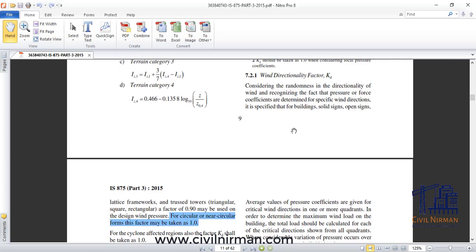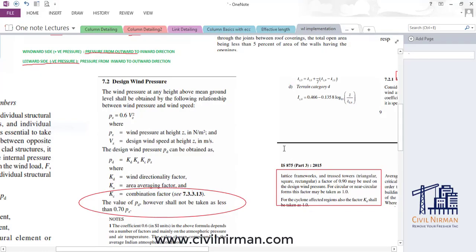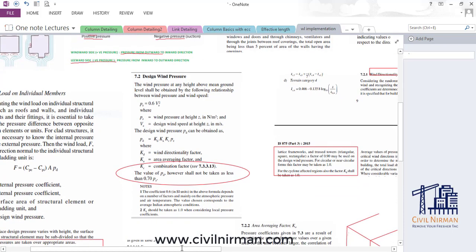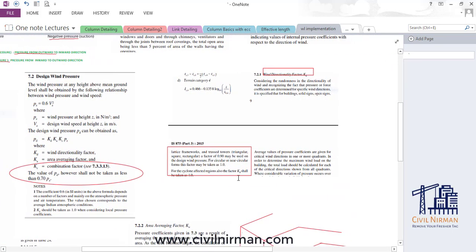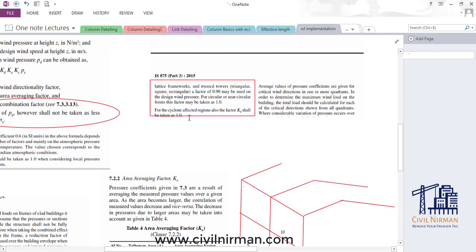So your KD value in case of the truss elements, solid, rectangle or open segments, lattice frameworks, for all these components, this particular KD value will be 0.9. But in case of the circular element, this value will be taken as 1. Okay, whatever the important points are there, I have highlighted over here. So your KD value will be something like this.